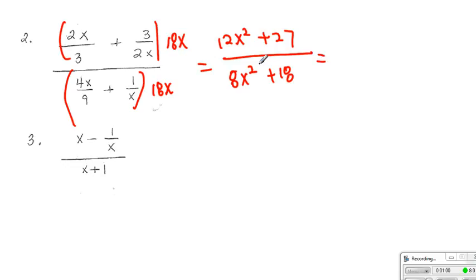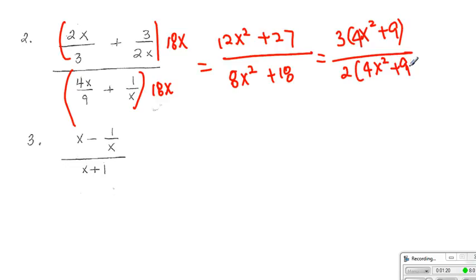Since we see some common factors here, we factor them out: we have 3 left with x squared plus, 4x squared plus 9. And we have 2 as a common factor on the denominator, 4x squared plus 9 once again. Then 4x squared plus 9 cancels out, and we end up getting 3 over 2.